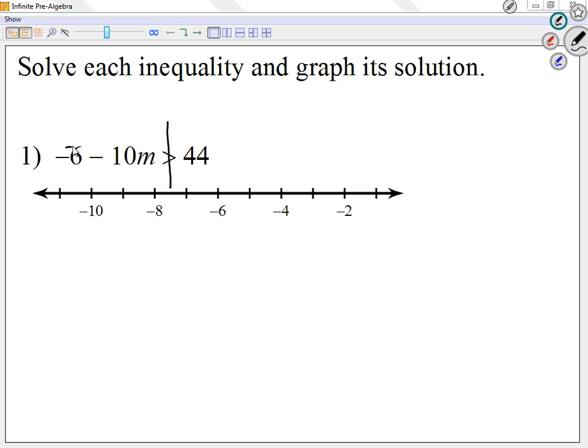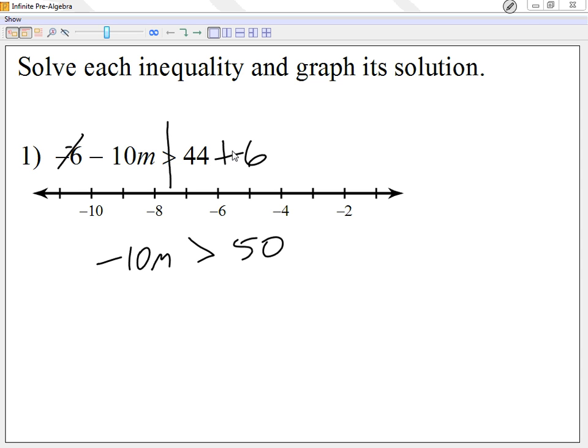So my negative 6 over here, I'm going to move it to the other side as a plus 6. Every time I move something from one side to the other, we switch the sign. So on the left side, I have negative 10m. On the right side, I have 50. Right, 44 plus 6 gave me 50. Now, let me divide by the number in front of the letter. So in this case, let me divide by negative 10. And I'm going to have m is less than negative 5.